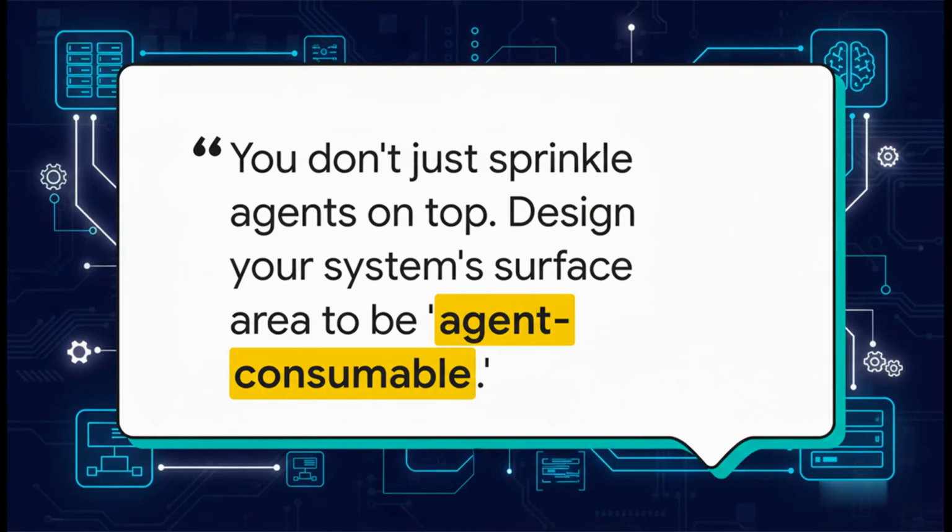And this quote right here, it just nails it. An agent consumable architecture. What does that actually mean? It means you're exposing your business logic, your system's capabilities, through really well-defined, semantically rich functions, what we call tools, that the agent's LLM brain can discover, understand, and then use effectively to get its job done.